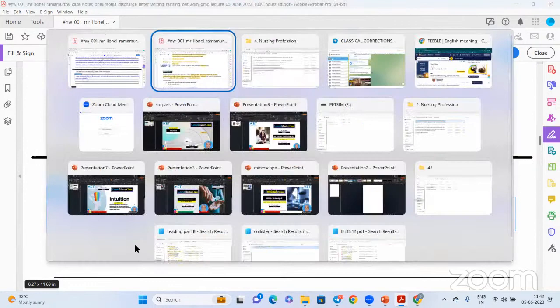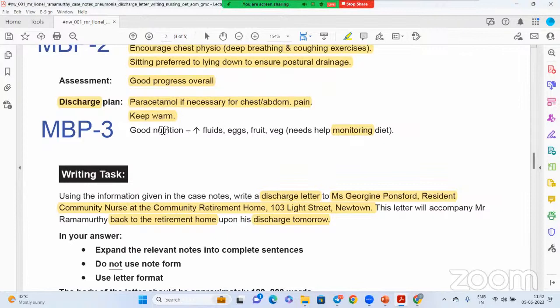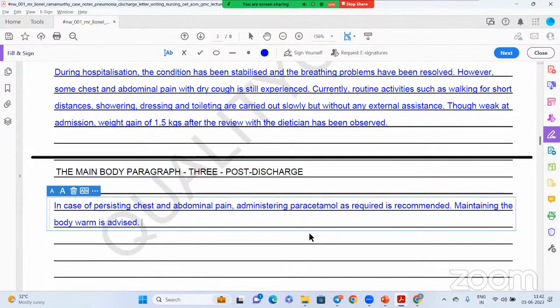Next one is good nutrition, so needs to monitor diet. Regular monitoring of dietary regimen would be profoundly beneficial. Regular monitoring of dietary regimen is suggested. So that is the third point.